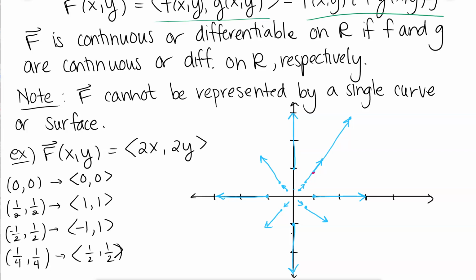So let's write down a couple of things that we noticed with this vector field. The lengths of the vectors increase as we move away from the origin. That makes sense because we're multiplying the x and y coordinates by 2. We move away from the origin.